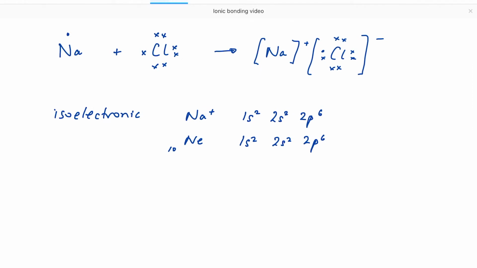With anions, we have a similar thing happening. Chloride ion, we've got 1s2, 2s2, 2p6, 3s2, 3p6, it has gained an electron. Anions are going to be isoelectronic with the noble gas that comes after them in the periodic table. So for the chloride, that's going to be argon, which has exactly the same electronic structure.